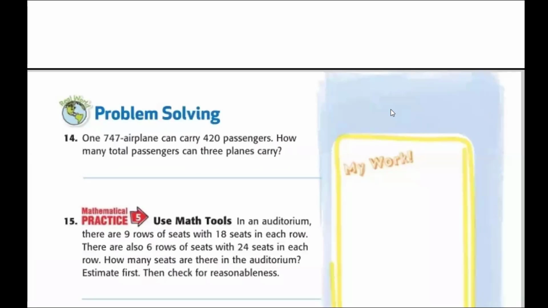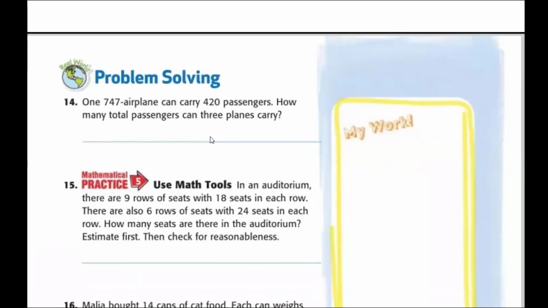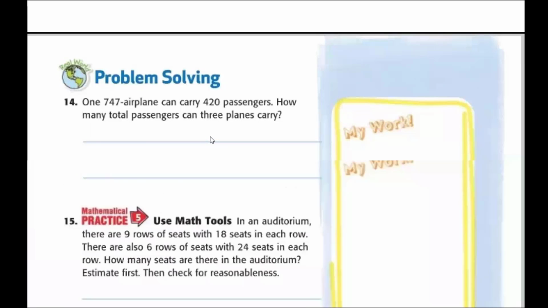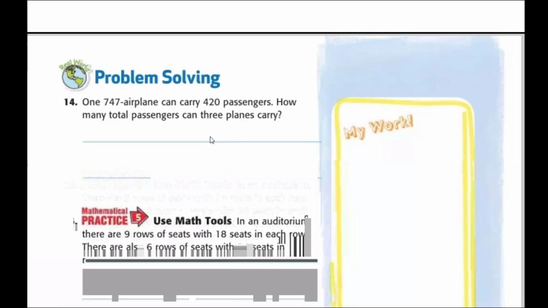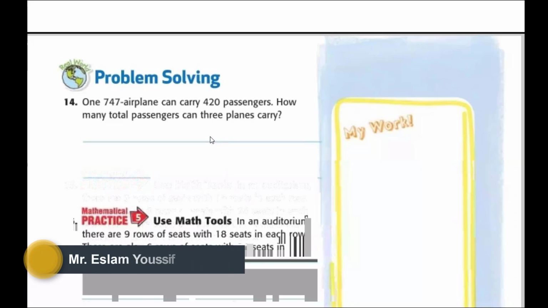Abdul Ghani. Go up because I don't write. Can you solve this one with me? Solve question number 14, then we can go up to write. Question number 14. A 747 airplane can carry 420 passengers. How many total passengers can 3 planes carry? A 747 airplane can carry 420 passengers. How many total passengers can 3 planes carry?